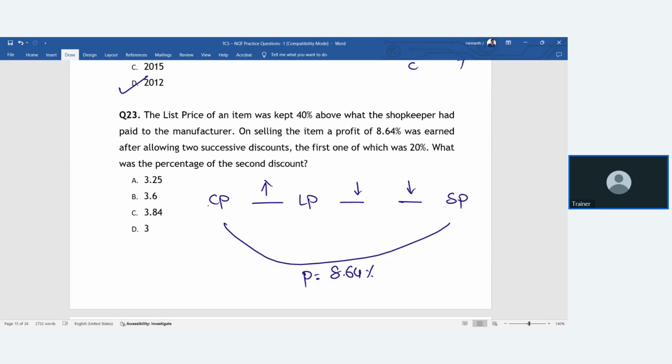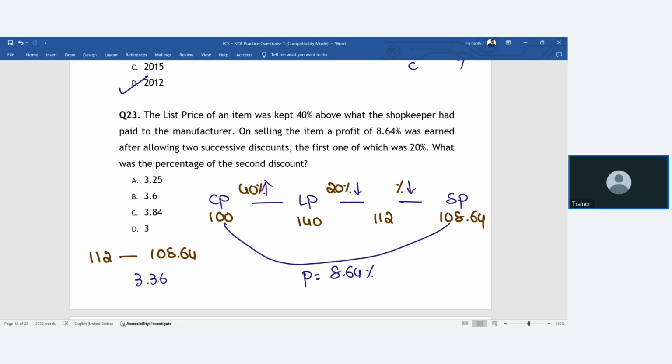Let us consider you purchased for 100. Here you are increasing 40% above, so it is 140. Then you gave the first discount of 20%. For 140, 20% means 28, so it becomes 112. Now after this some discount is given, and with 8.64% profit the selling price is 108.64. Now the second discount is how much? 112 becomes 108.64. This decrease is nothing but the second discount. How much percentage decrease is here?